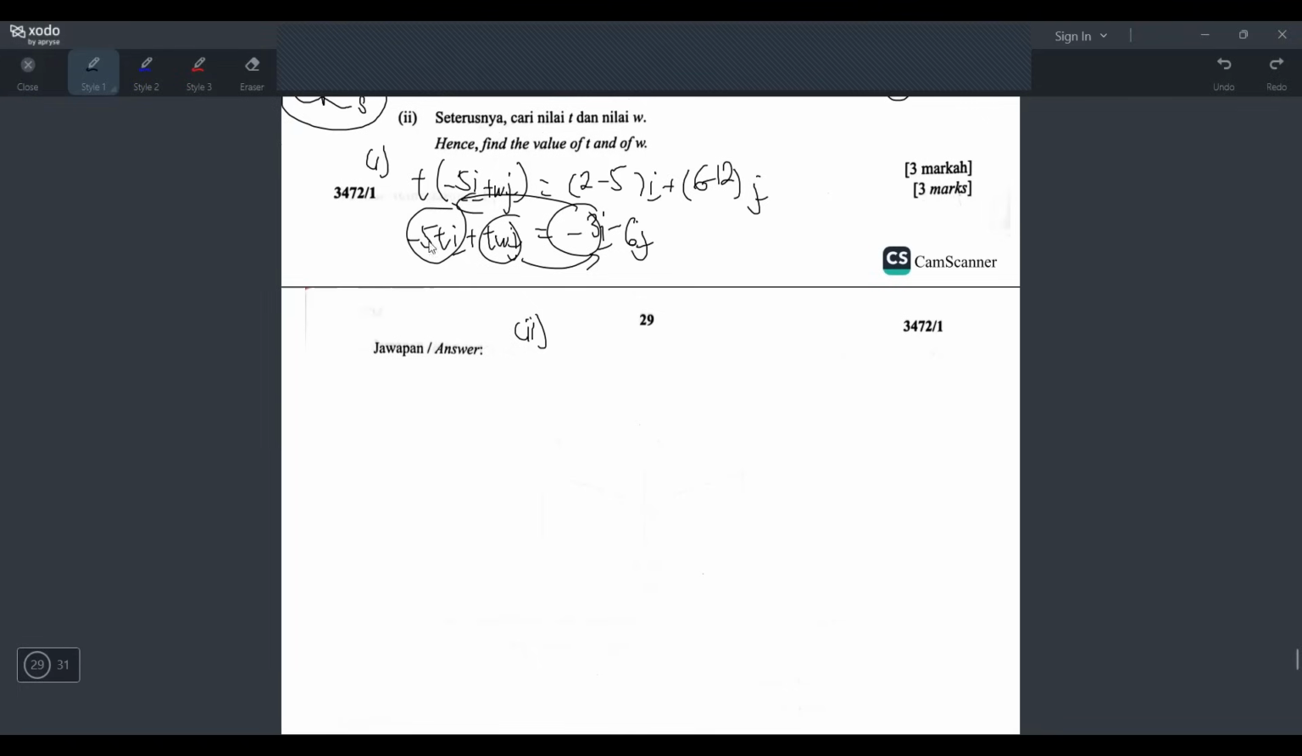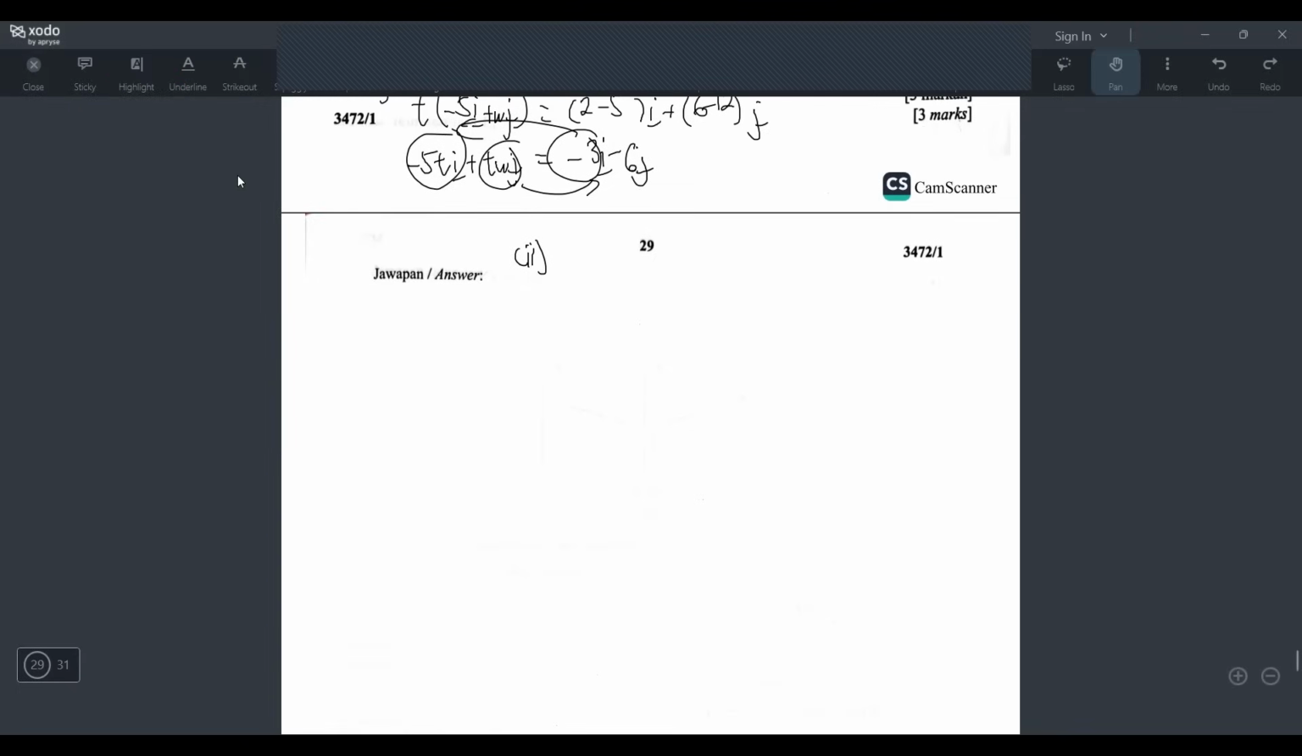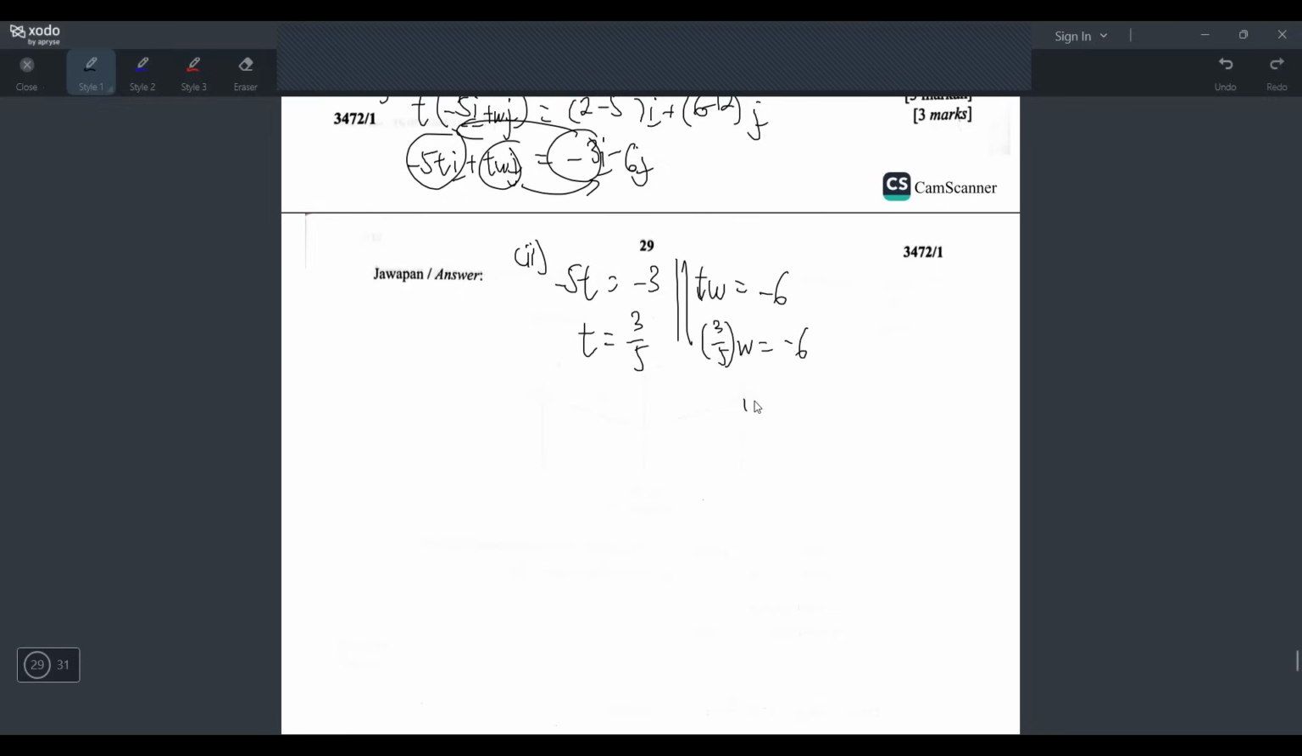You can straight away compare. Because on the left side you have ij, on the right side you have ij, so you can just compare the coefficient straight away. The coefficient of I on this side is -5t, the coefficient of I on this side is -3, so compare straight away. The coefficient of J on this side is TW. The other one is -6. Okay? And then now you can find T, 3/5. Just substitute in here, 3/5 W equals -6, W equals -6. Divide 5 becomes times 5, times 3 becomes divide 3. So W equals -10. Okay? So that's the answer, right?